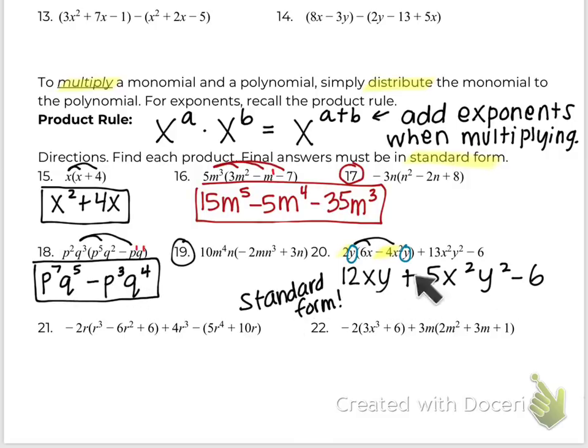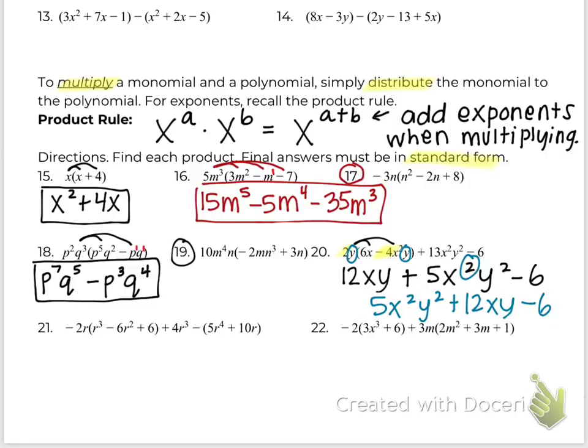Here we're going to look at the x's because x comes before y. So the greatest x we have is x squared. So we're going to put 5x squared, y squared in the beginning. And then we're going to put 12xy after it, and then minus 6 goes at the end. And that's your answer.